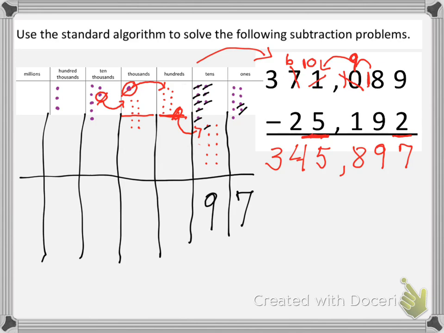In the hundreds, we have 9, and we're going to take away 1, so we're left with 8. In the thousands place, we have 10, but we have to take 5 away. 1, 2, 3, 4, 5, and we're left with 5. In the 10,000s place, we are left with 6, but we have to take away 2. 1, 2, and that means we're left with 4. And in the 100,000s, we're not taking away anything, so we're just going to leave those 3 place value discs alone, and what's still left is 3.